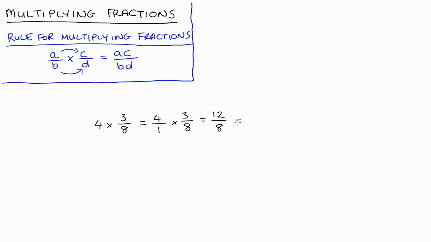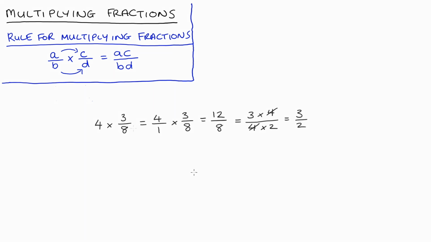We can simplify this if we want. We could break up these terms into some factors. So 12 is also equal to 3 times 4, and 8 is 4 times 2, so the 4's cancel out and this reduces to 3 over 2. That's one way of seeing this fraction.